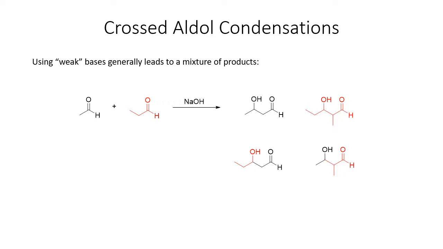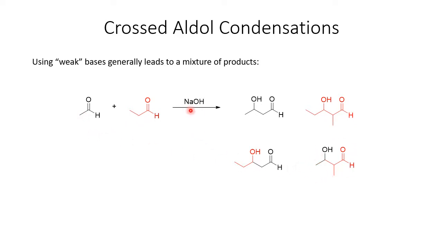So for instance, if the sodium hydroxide were to remove the alpha hydrogen from the black aldehyde, and this black aldehyde reacted with another molecule of black aldehyde, we would get this product here. If the sodium hydroxide removed the alpha hydrogen from the red aldehyde, and this red aldehyde reacted with another red aldehyde, we would get this product here, which is different. We could also have the black aldehyde have its alpha hydrogen removed and react with the red aldehyde to get this product here, or we could have the alpha hydrogen from here be removed and then it would react with the black aldehyde to get this product.